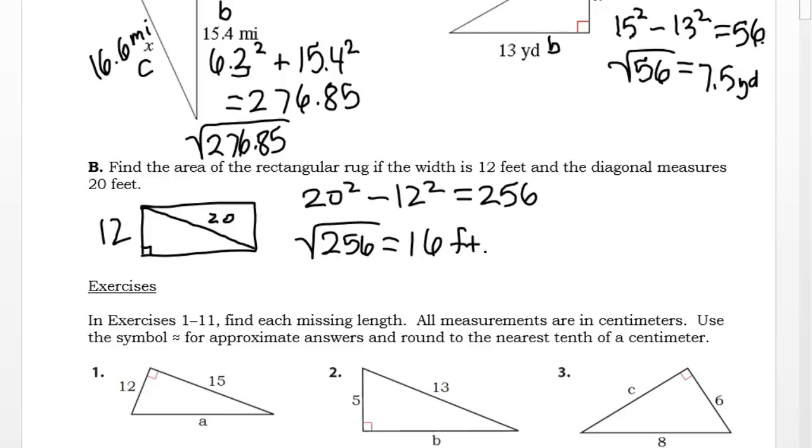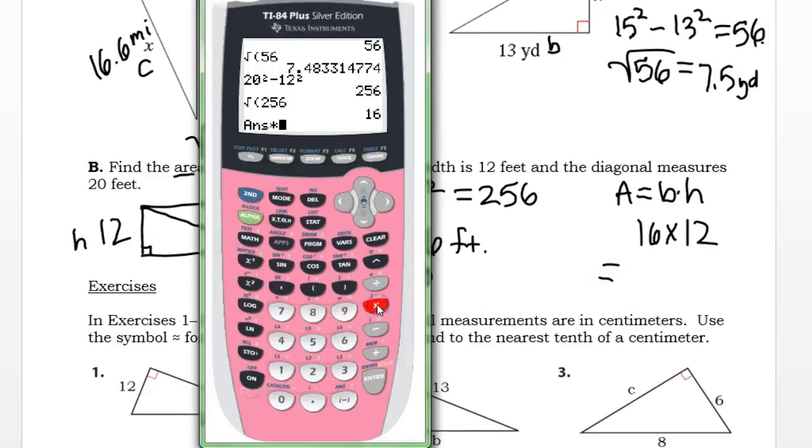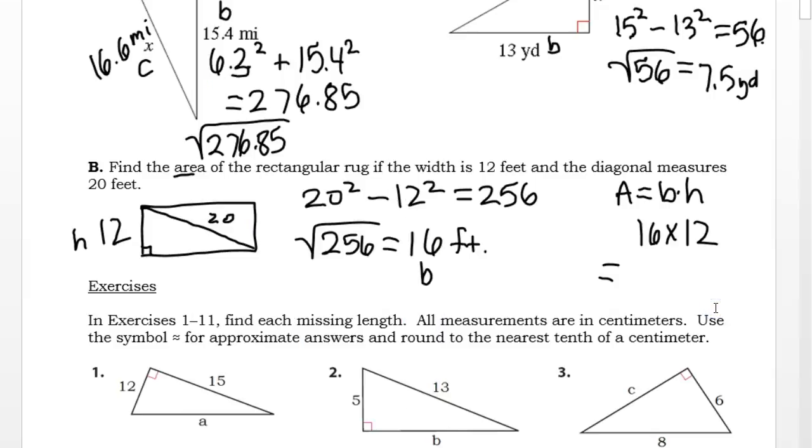Now this question actually asked me to find the area of the rug. So the area of a rectangle is base times height. I have the base right here. I have the height right here. So I'm going to do 16 times 12. And that gives me 192 square feet.